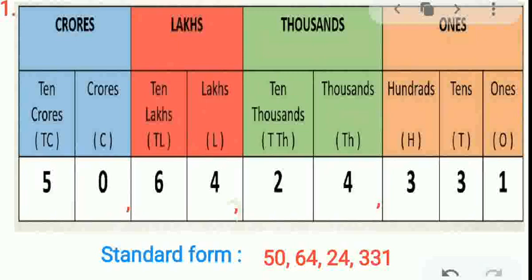To read a given number, we should read those periods together. Whatever the number in those periods, read those numbers together. That means here it is 50, read as 50 crore. Here 64 lakhs. Here 24,000. And here 331. Let's read it once again: 50 crores, 64 lakhs, 24,331. This is the standard form.